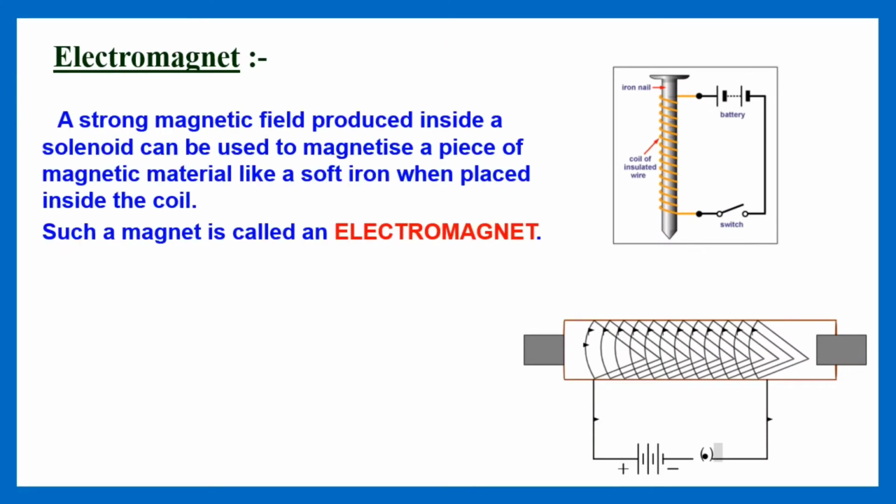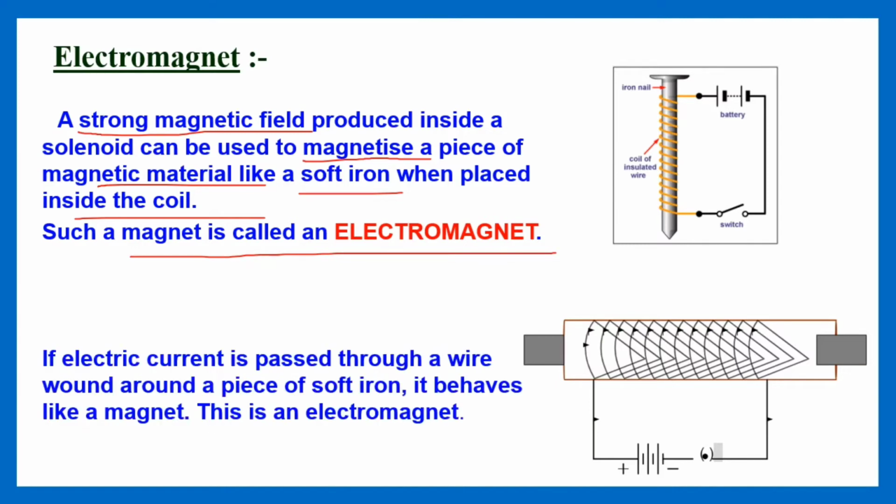Electromagnet. Let me tell you what an electromagnet is. Inside a solenoid, a strong magnetic field is produced that can be used to magnetize a piece of magnetic material like soft iron when it is placed inside the coil. This type of magnet is called an electromagnet. If electric current is passed through a wire that is around a piece of soft iron, it starts behaving like a magnet. This is known as an electromagnet.